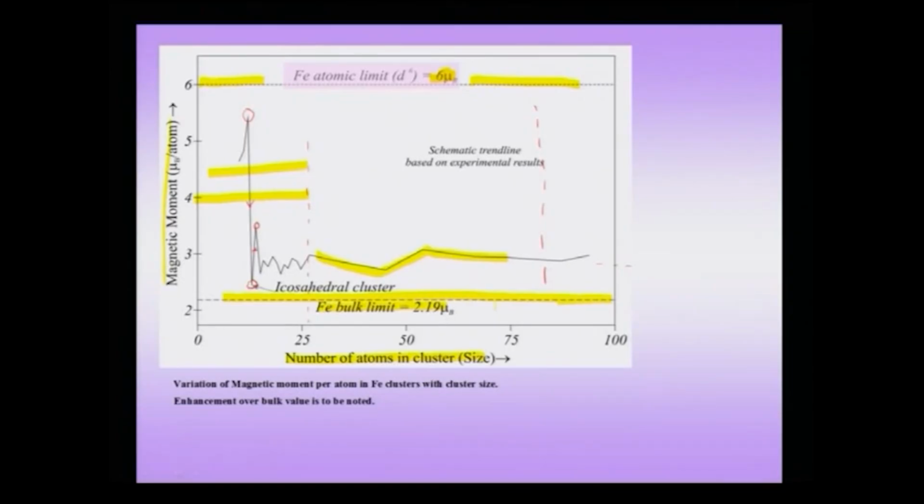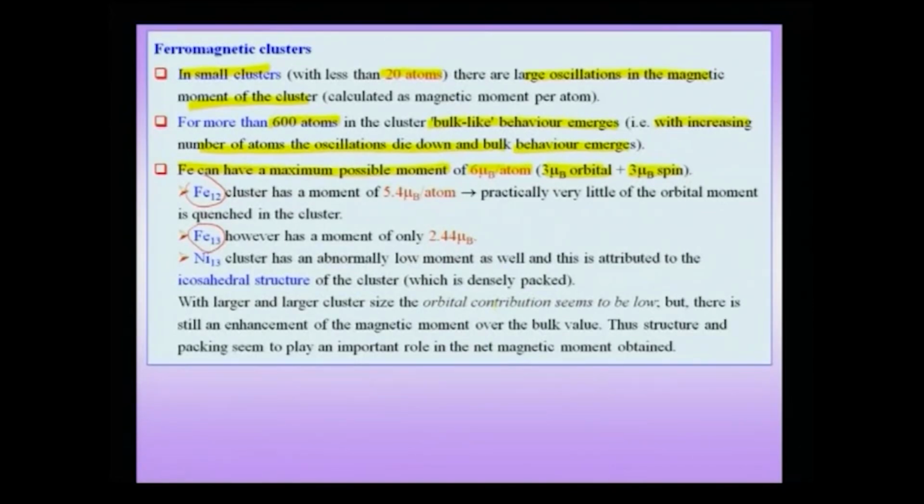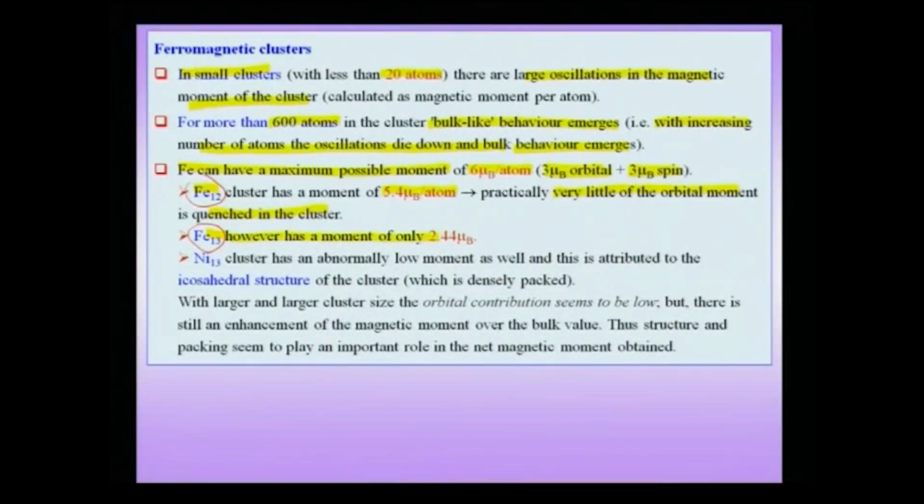That means there is an enhancement in the magnetic moment in the nanocrystalline regime, in the regime of the large cluster, and also in the regime of the small cluster. So, the Fe12 cluster has a magnetic moment of about 5.4 mu B per atom. That means very little of the orbital motion is quenched in this cluster, approaching the atomic limit. On the other hand, adding just one more atom, making it Fe13, we notice that it has a much lower magnetic moment of only about 2.44 mu B.